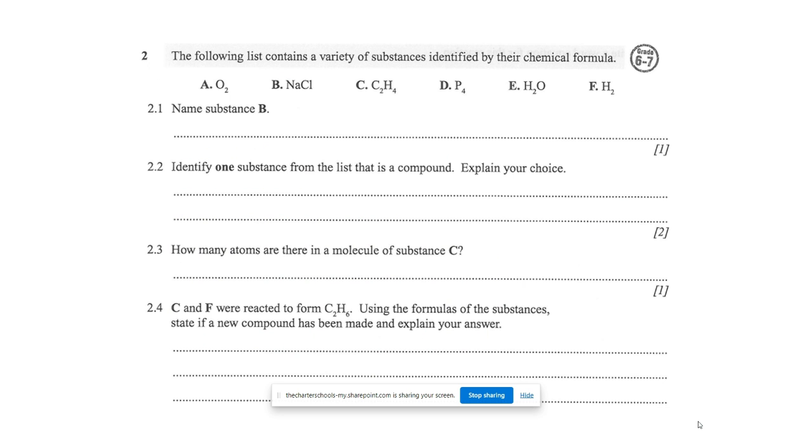The following list contains a variety of substances identified by their chemical formula. Name substance B. Substance B is an ionic compound made of sodium and chlorine, so the name is sodium chloride.